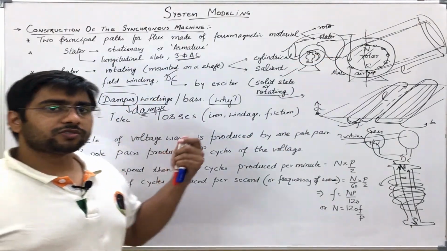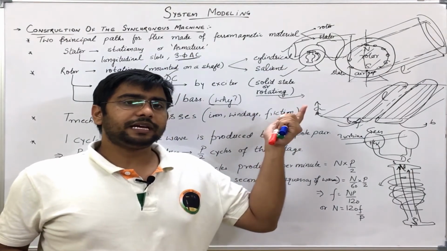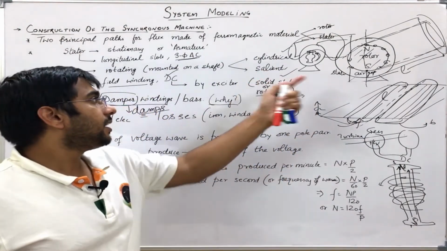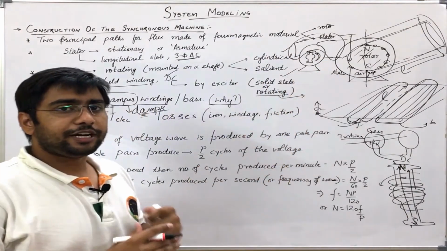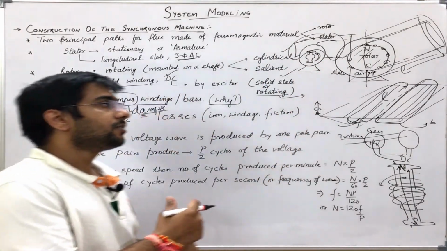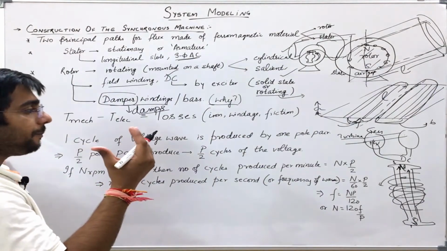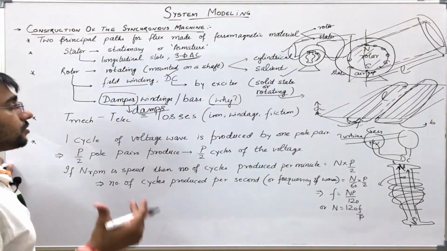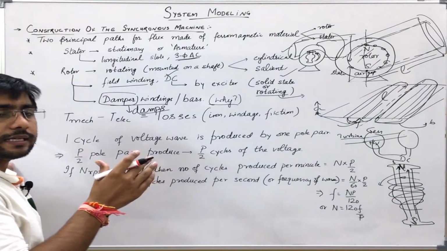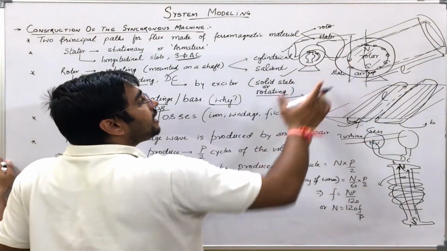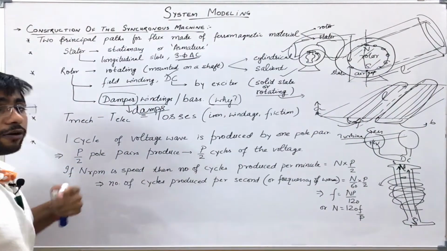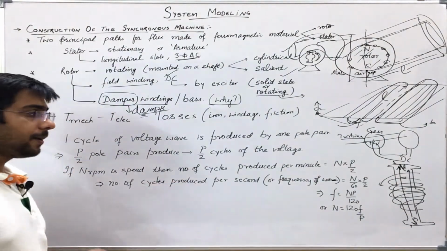To reduce those vibrations, because they will be harmful to the integrity or construction of the machine, we need to reduce them. So what we do, we put damper bars on it. The purpose of those damper bars is that they reduce the vibrations which are there in the machine whenever there is some transient. So how do these damper bars work?